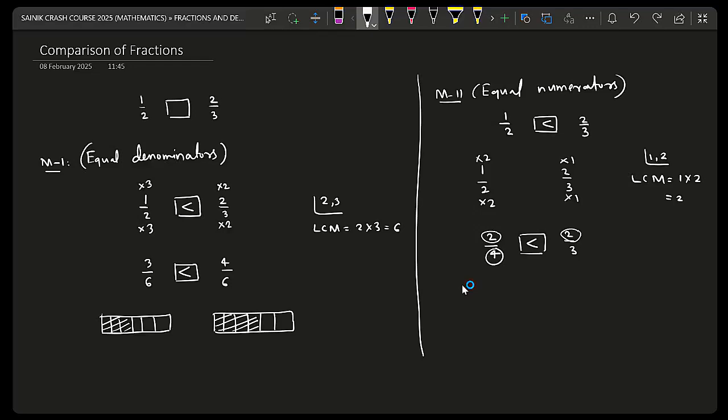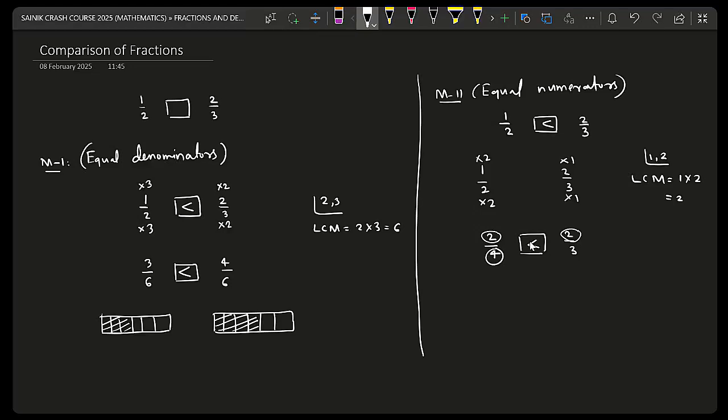2 by 3. I'm asking whose denominator is more. 2 by 4's denominator is more, or 2 by 3's denominator is more? 2 by 4. So I told you, whenever equal numerators are there, greater the denominator, lesser the value, right? Yes, sir. So 2 by 4 is actually less than 2 by 3 or greater than 2 by 3? Less than 2 by 3. Yes, 2 by 4 is less than 2 by 3. You understood now? Yes, sir.